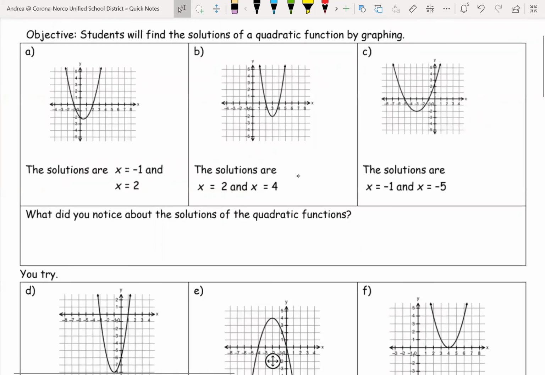So we should have been looking at these and identifying how the solutions relate to the graph and seeing any patterns that we might have.